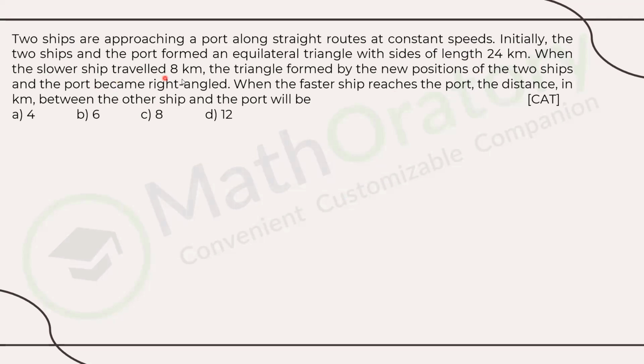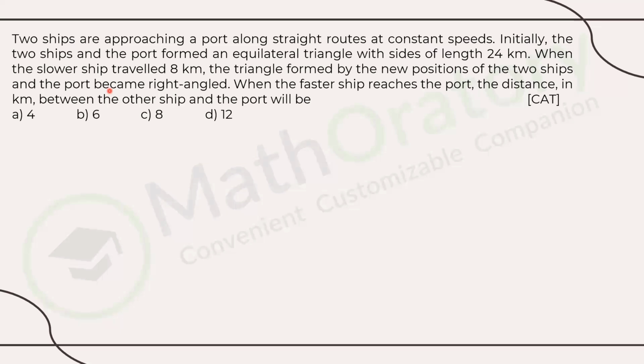When the slower ship traveled 8 kilometers, the triangle formed by the new position of the two ships and the port became right angled. The position of the port has not changed. It is where it was earlier. Just the ships must have moved closer to the port, along the sides of the equilateral triangle. But after the slower one has traveled 8 kilometers, the positions of the two ships and the port make a right angled triangle.